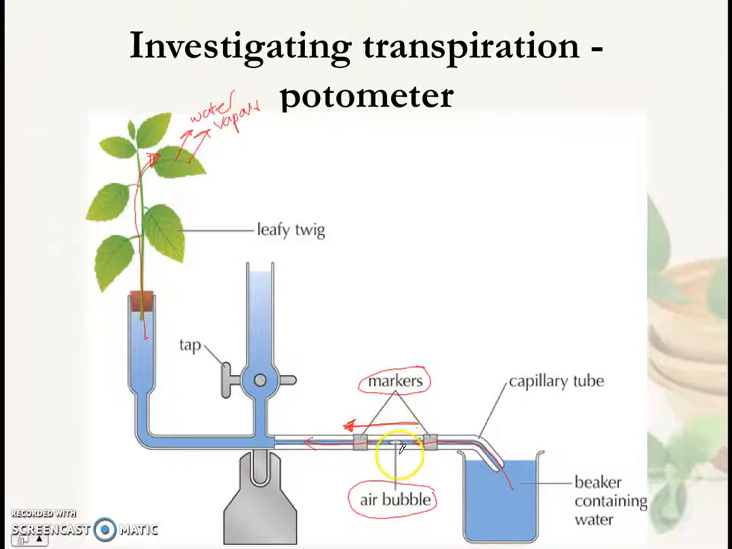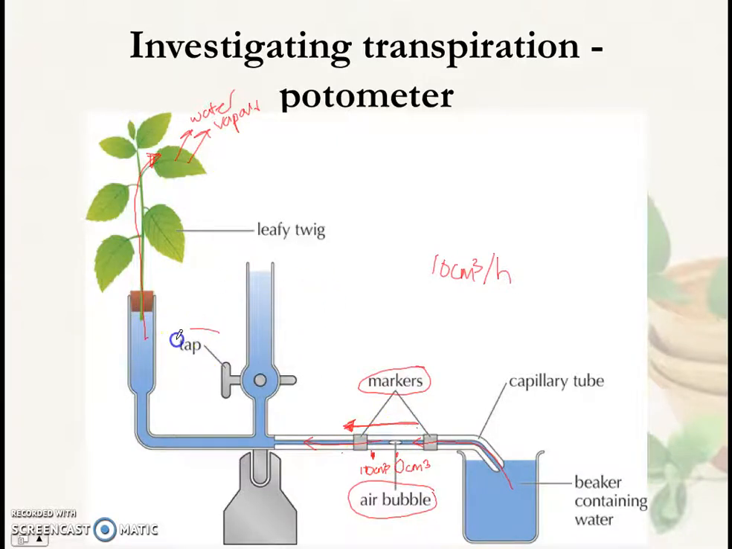Suppose the air bubble starts at position, let's just say 0 cm cubed. And after a while, it moves to this point here, which is, let's say, 10 cm cubed after 1 hour. So what we can say is that the rate of transpiration is 10 cm cubed per hour, because the bubble has moved 10 cm cubed after 1 hour of transpiration.